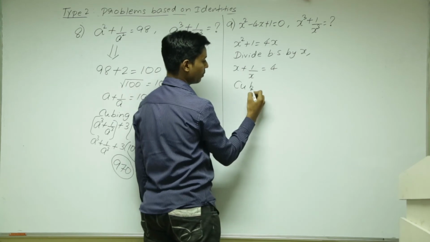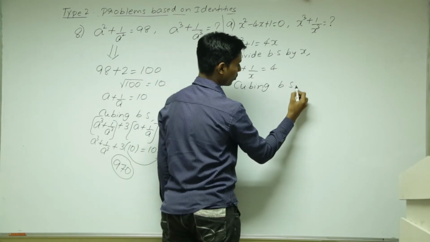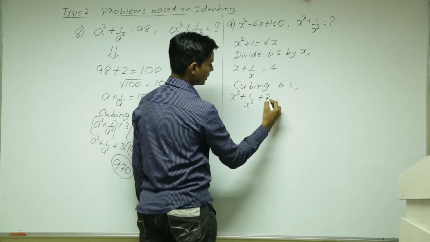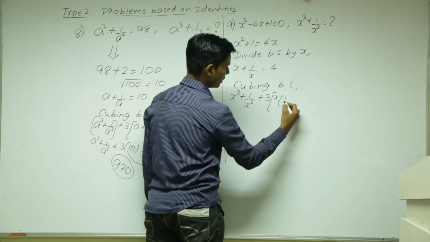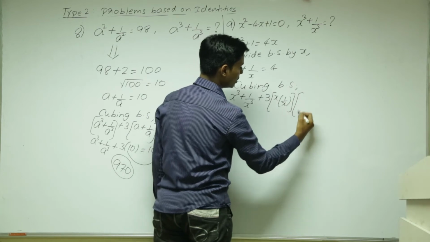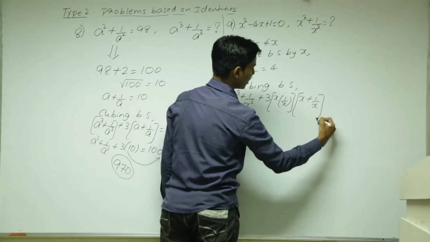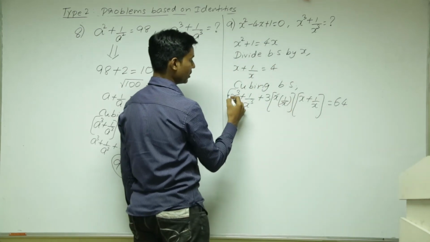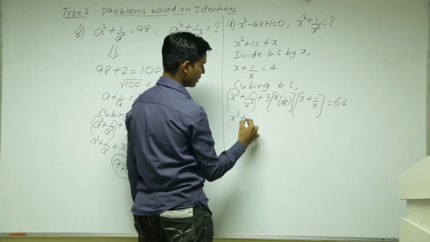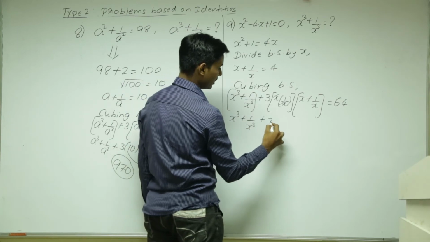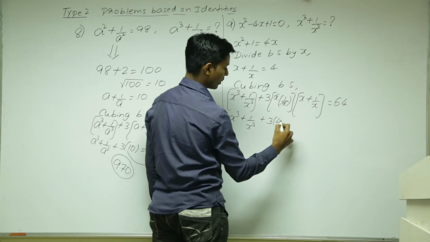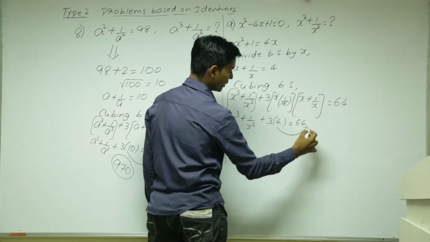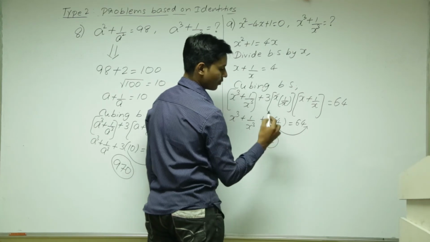I require x cube plus 1 by x cube. Again cubing both sides. If I cube it, a cube plus b cube plus 3ab, a into b is x into 1 by x, into a plus b. This is nothing but 4, also you should cube. 4 cube is 64. This will cancel out. This is what I require, keep it as it is. x cube plus 1 by x cube plus 3 into x plus 1 by x, which is 4, is equal to 64. So bring it to the right hand side. 64 minus 12 is 52. Answer for this question is 52.